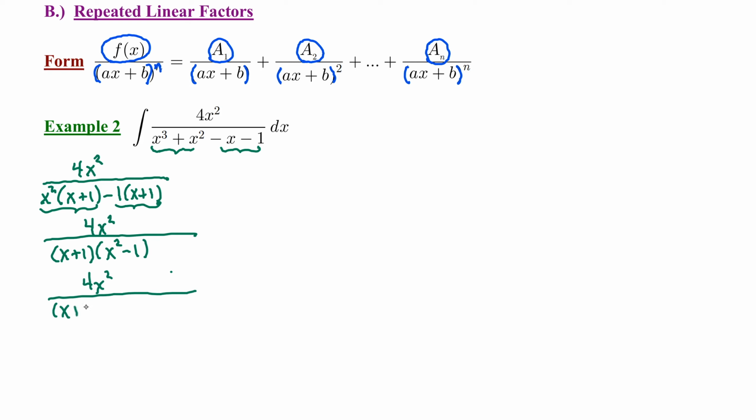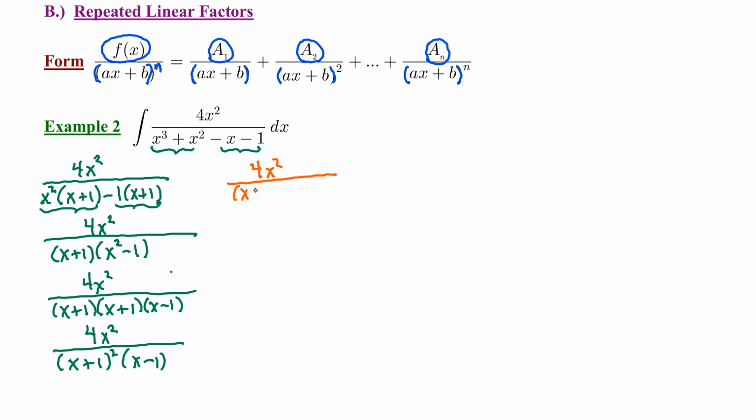In the denominator, we have a factor which is the difference of two squares. It factors as x plus 1, x minus 1. So notice that gives me a repeated linear factor. We could write this as x plus 1 quantity squared times x minus 1. So I have a repeated linear factor and I have a unique linear factor. So now that we've identified the factors of the denominator, we want to begin developing our partial fraction. So in factored form, the integrand is 4x squared over x plus 1 squared times x minus 1.